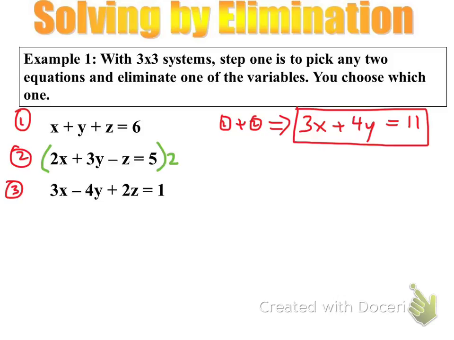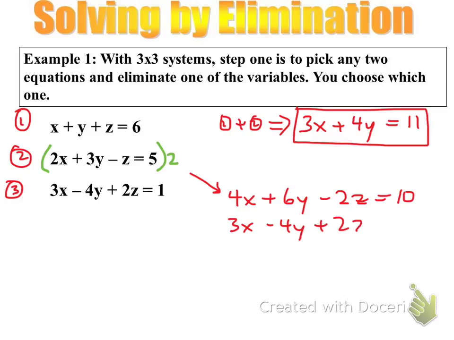That'll give us, I'll come off to the side, 4x plus 6y minus 2z equals 10. And then equation 3 is 3x minus 4y plus 2z equals 1. So what we're doing here is using two different equations to eliminate the same variable. Two different pairs of equations to eliminate the same variable.